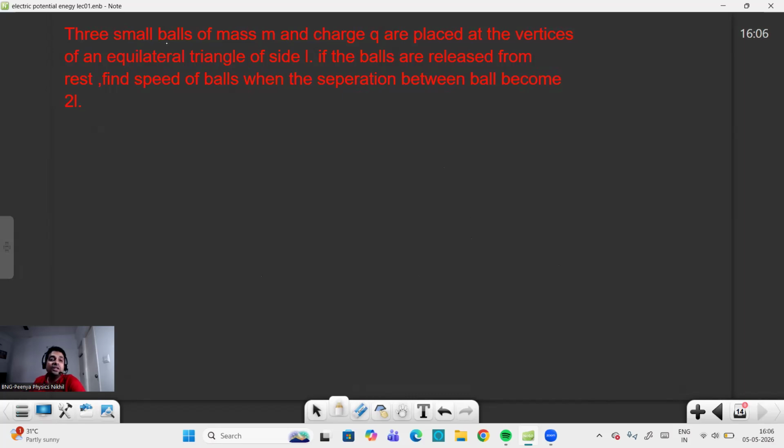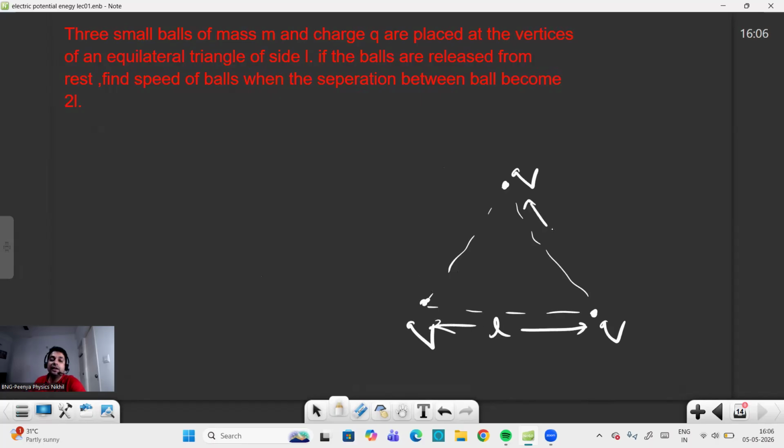Now it is given that three small balls of mass m and charge q are placed at the vertices of an equilateral triangle of side length L. So three small balls are there, each of mass m and charge q, placed at the vertices of an equilateral triangle of side length L. So here the side length is given as L. Correct? Side length is L.